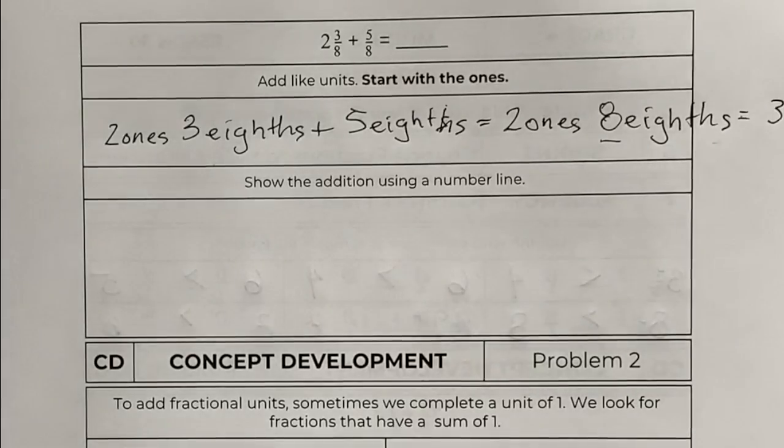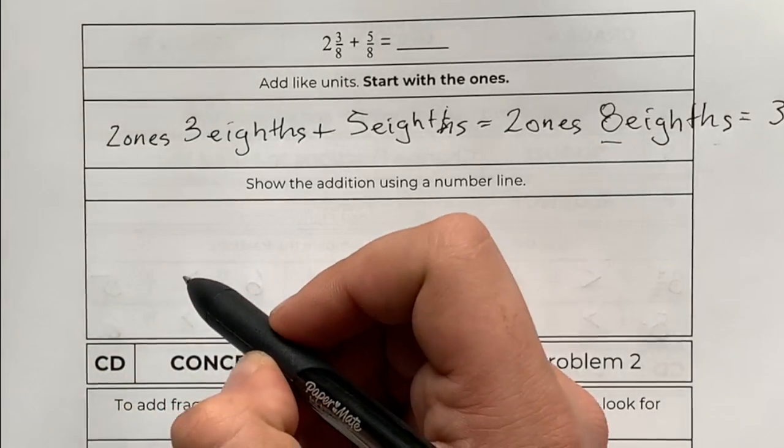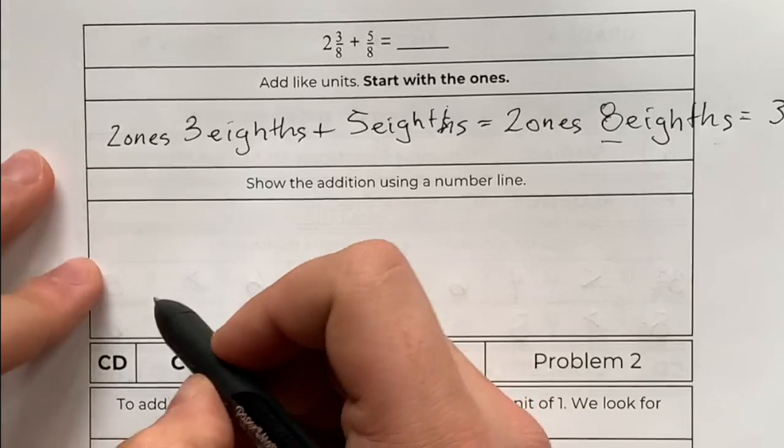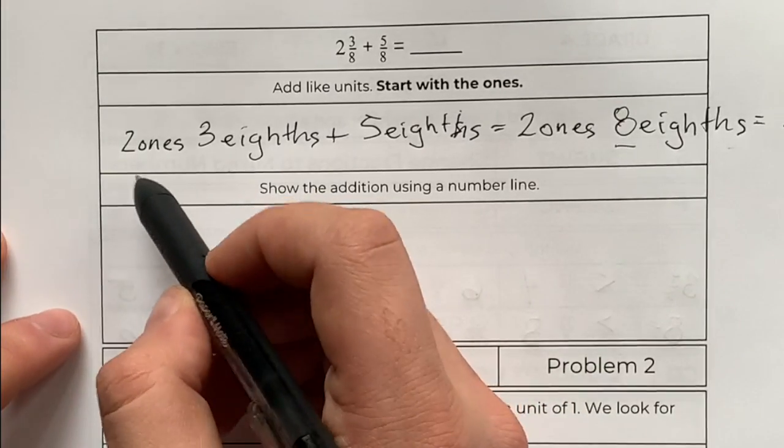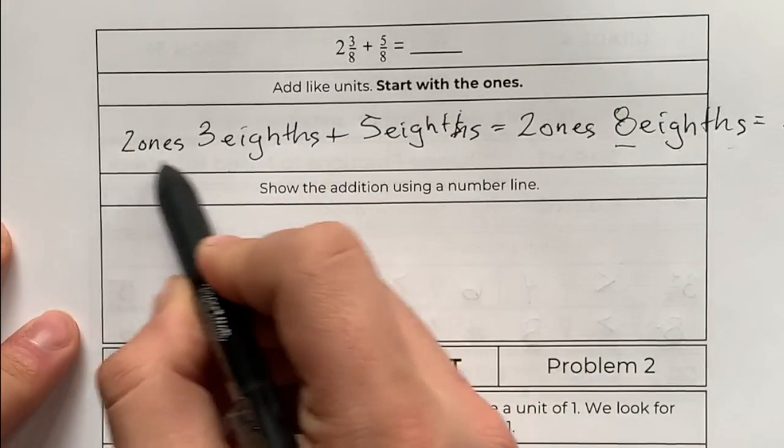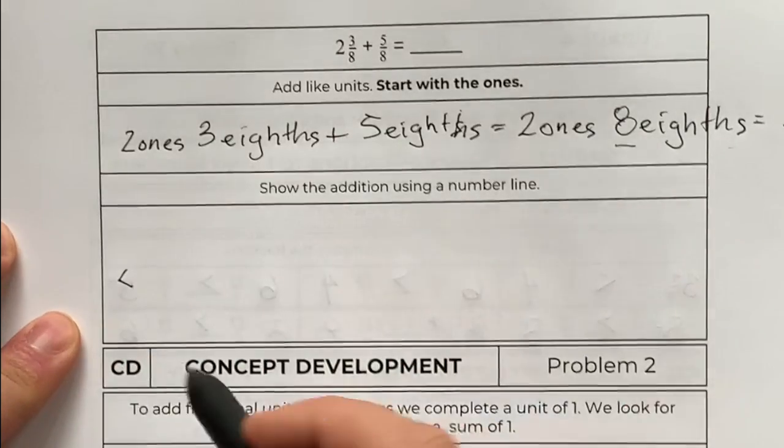To show that using a number line, my endpoints are going to be 2 and 3. I start with 2 because in 2 3/8, 2 is the whole number in that part.